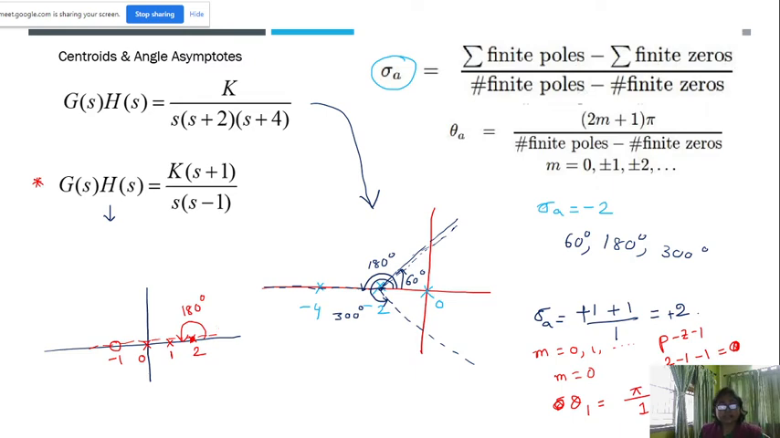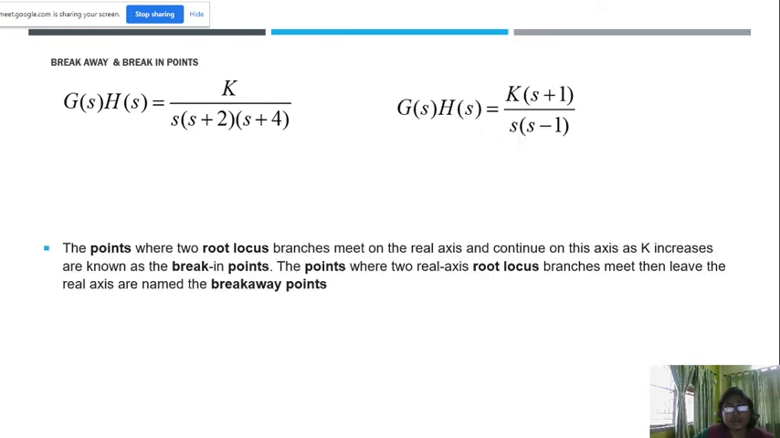Next is centroid and asymptotes. Okay. Next, the very important point is breakaway and break-in point. So what is breakaway and break-in?